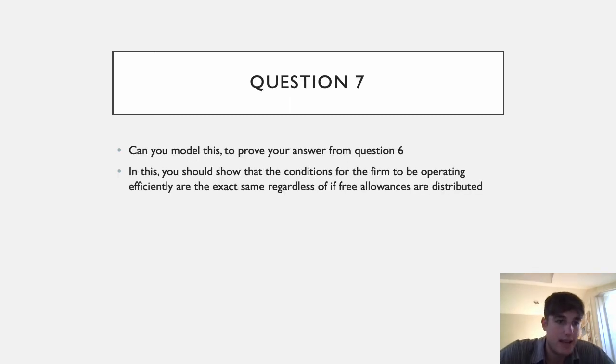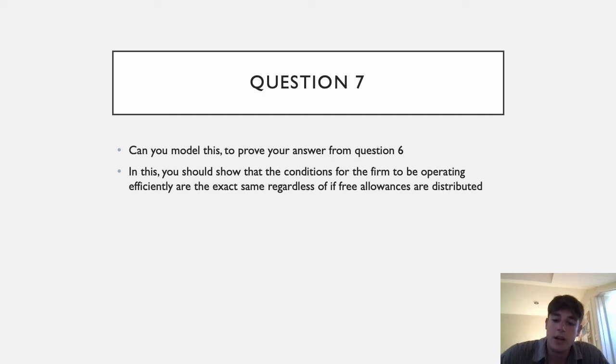Right, so question 7 is, can you model this to prove your answer, to prove my answer from question 6? So in this, you should show that the conditions for the firm to be operating efficiently are the exact same regardless of if free allowances are distributed.